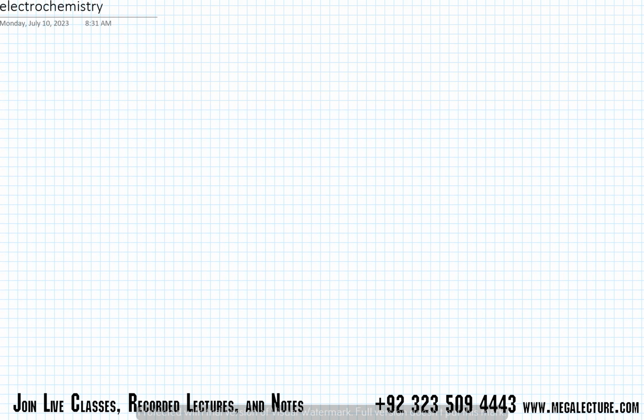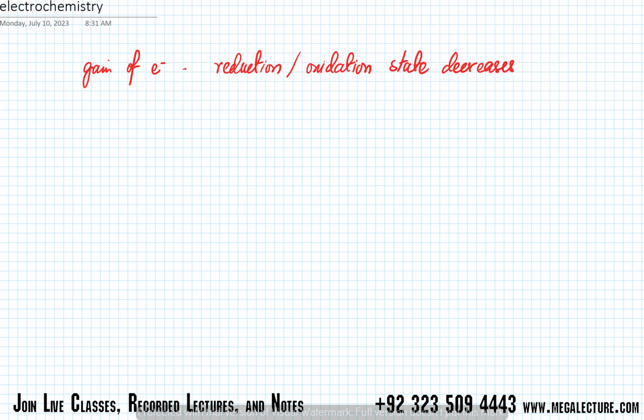So first thing, electrochemistry. Gain of electrons, that is reduction, right? Okay, that's the first thing. What happens in reduction? The oxidation state decreases. So oxidation state decreases. It's also known as gain of electrons.